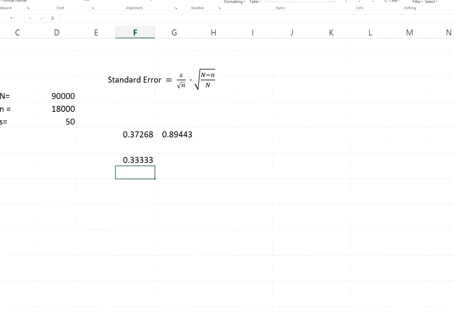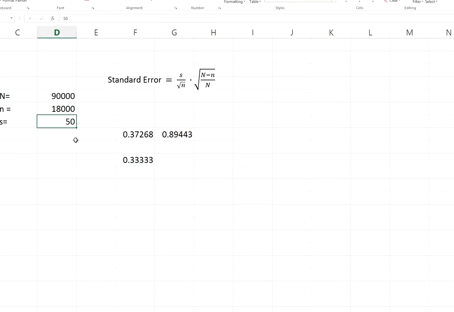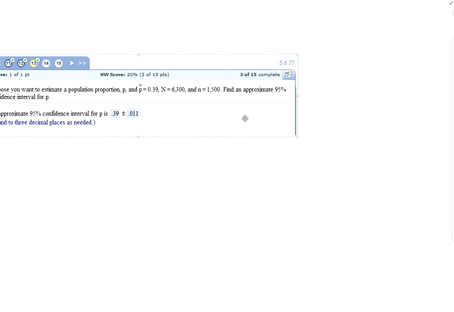Here it is. The population size is 90,000, the sample size is 18,000, and the sample standard deviation is 50. I use the standard error formula, s over square root of n, in two stages. First I compute s over square root of n, and then the finite population correction, and I multiply those together. I get a standard error of 0.333.